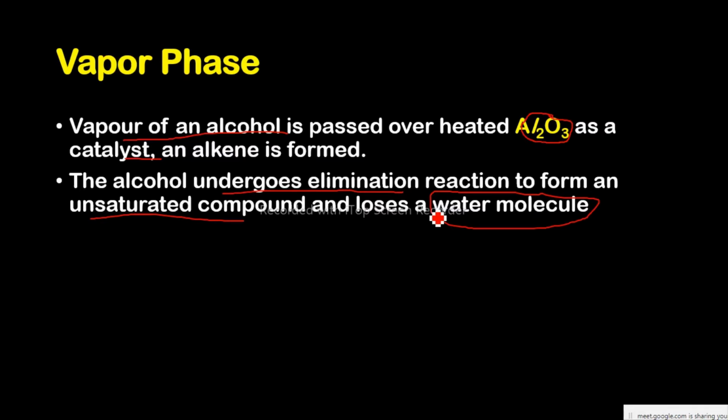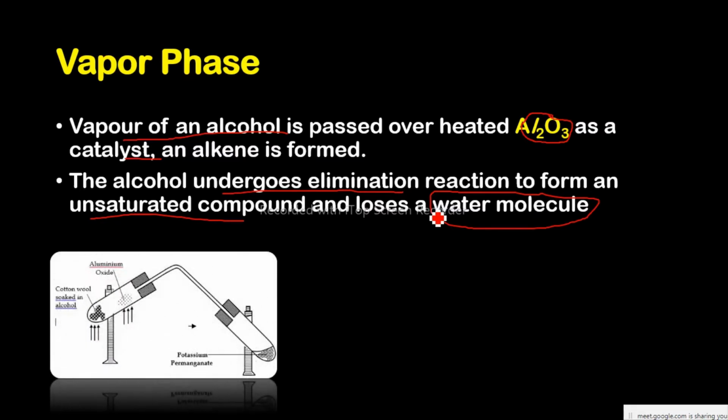Is that okay? If you find that in a question, in a paper, then you should be able to attempt it. You just put your cotton wool soaked with alcohol, and then you do the heating so that it evaporates and finds the heated aluminum oxide. And in the process, when it finds this, the alcohol will be reduced to form the alkene, and the alkene is passed.